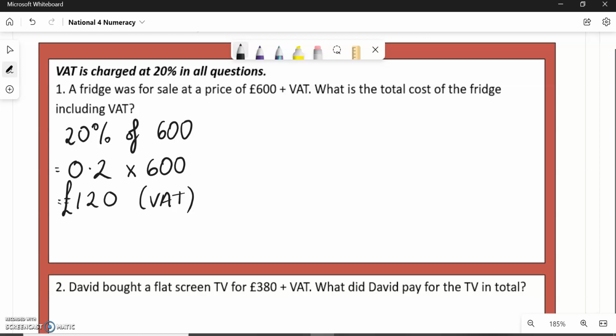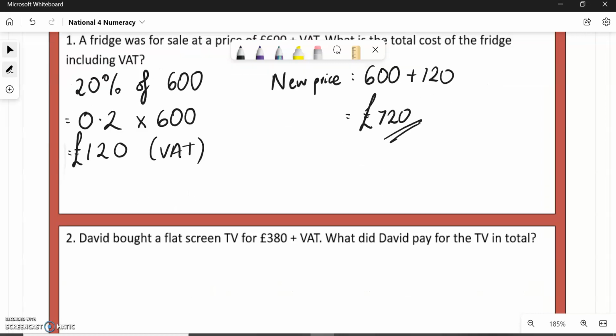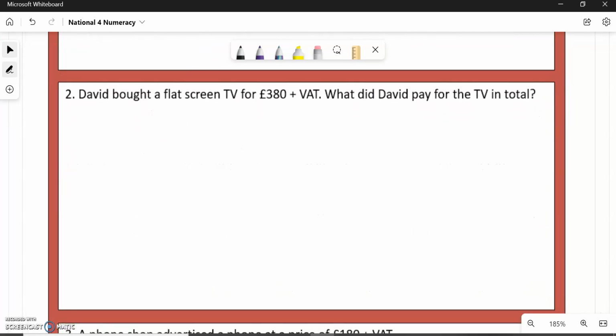What we're going to do is that is how much is added on to the fridge. So the new price of the fridge is £600 plus the VAT, which was £120. The new price of the fridge, including the VAT, is £720. And final one for this video, please make sure you're getting these down.